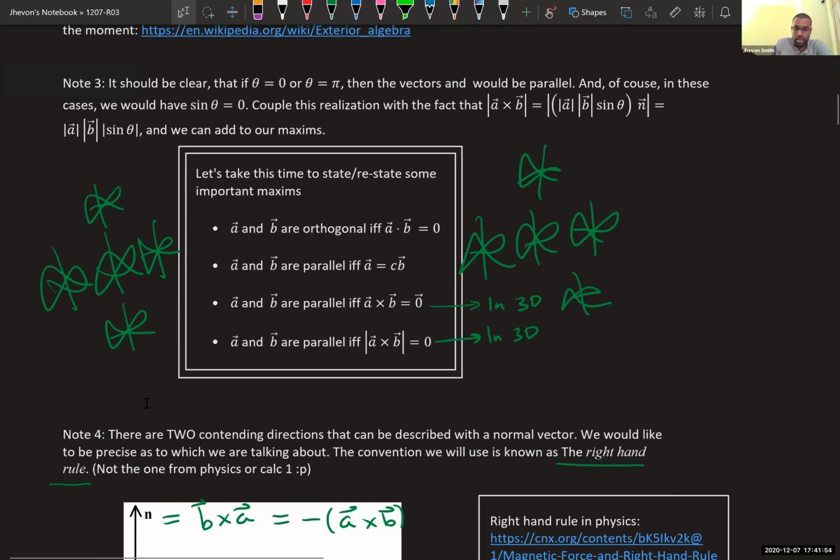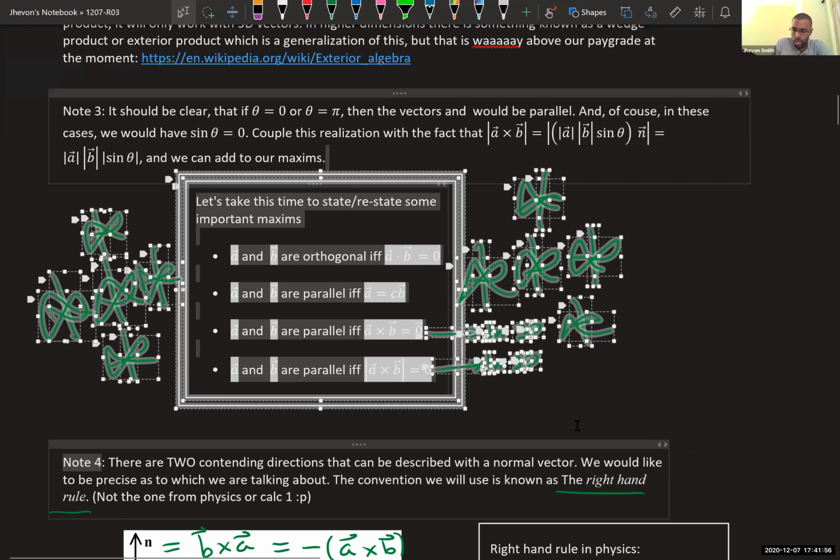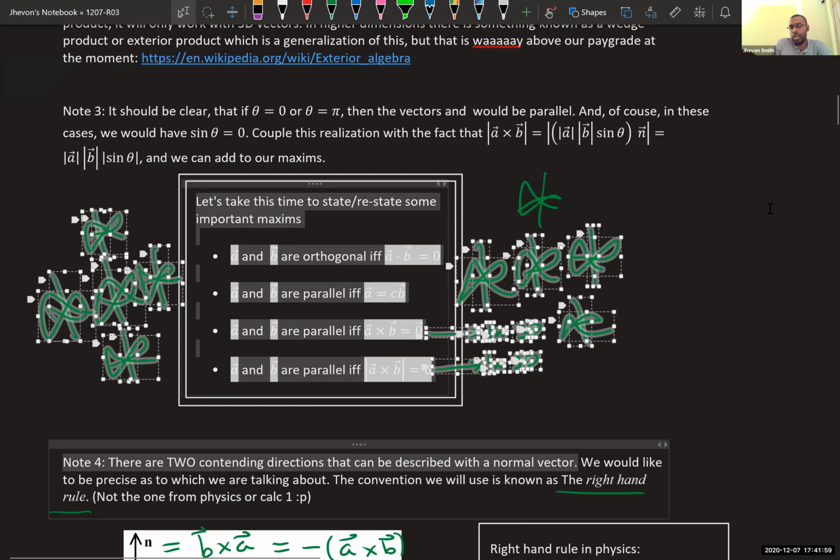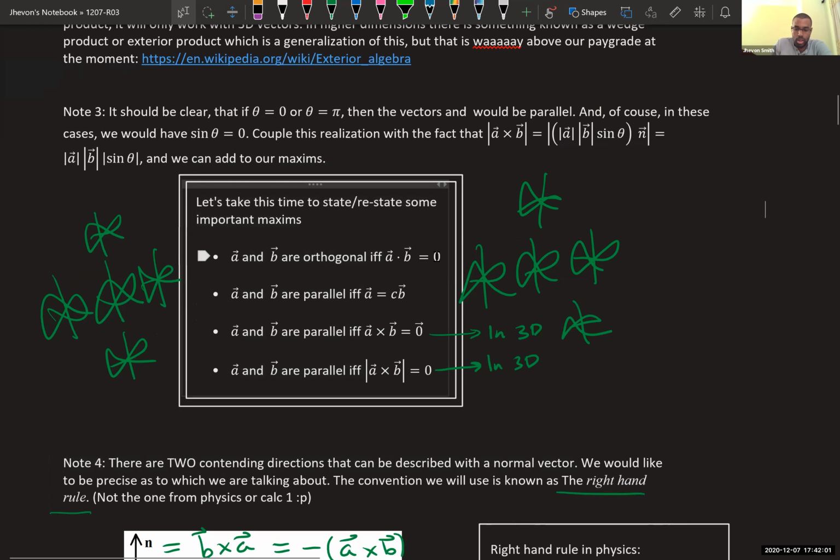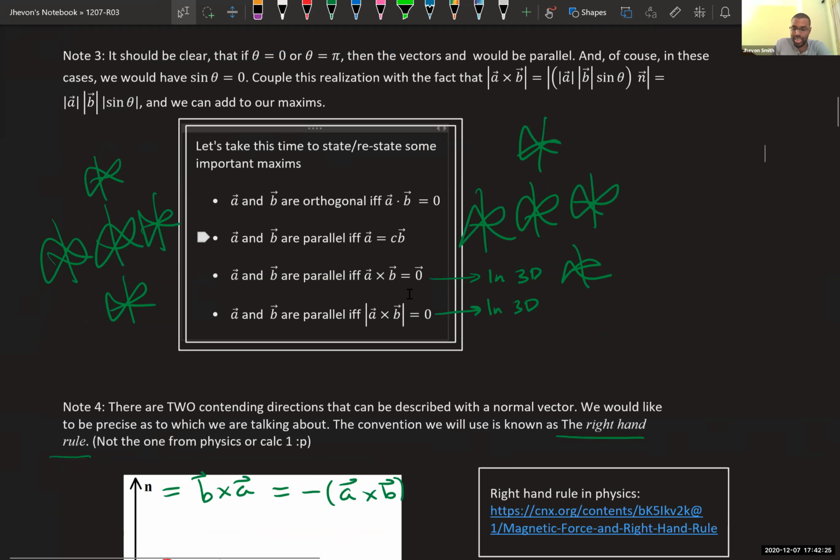Also, I do expect you to remember what's in this box right here. So you should know A and B are orthogonal if their dot product is a zero scalar. A and B are parallel if one vector is a scalar multiple of the other. A and B are also parallel if the cross product is a zero vector. And another way to check that A and B are parallel is if the magnitude of the cross product is a zero scalar. Notice that the magnitude of the cross product is a scalar because the cross product itself is a vector.